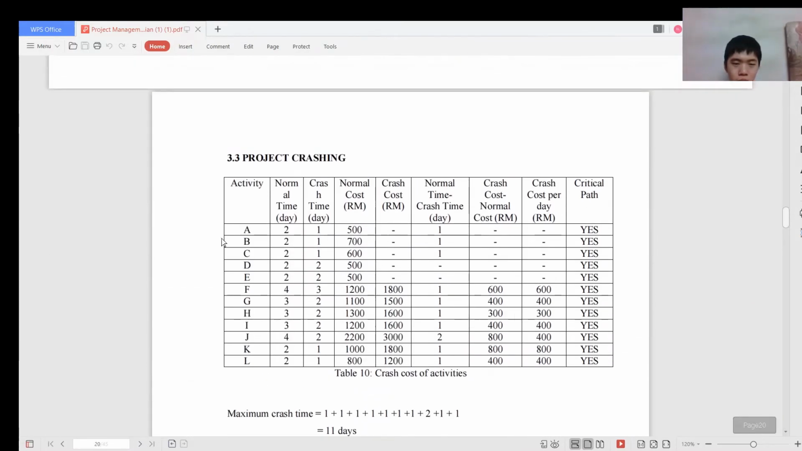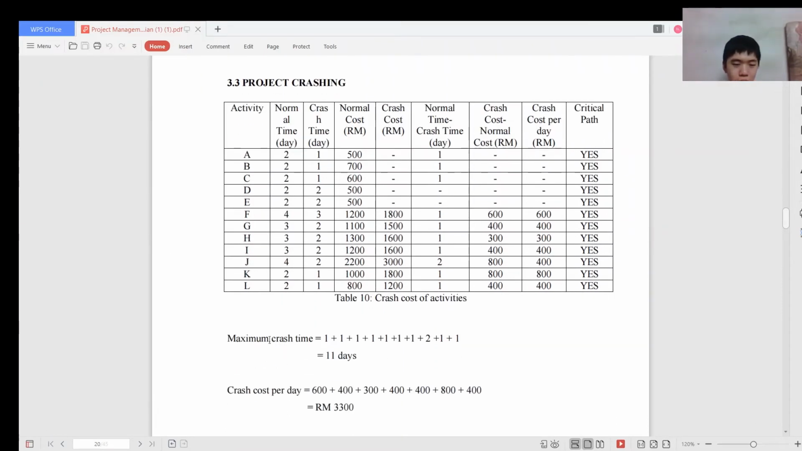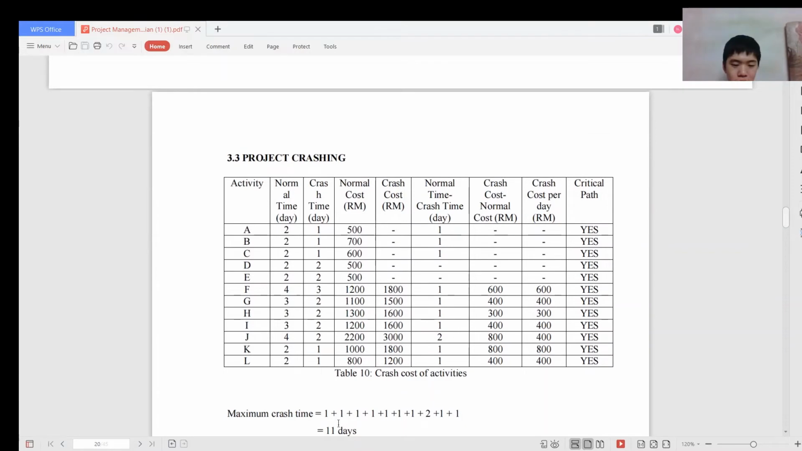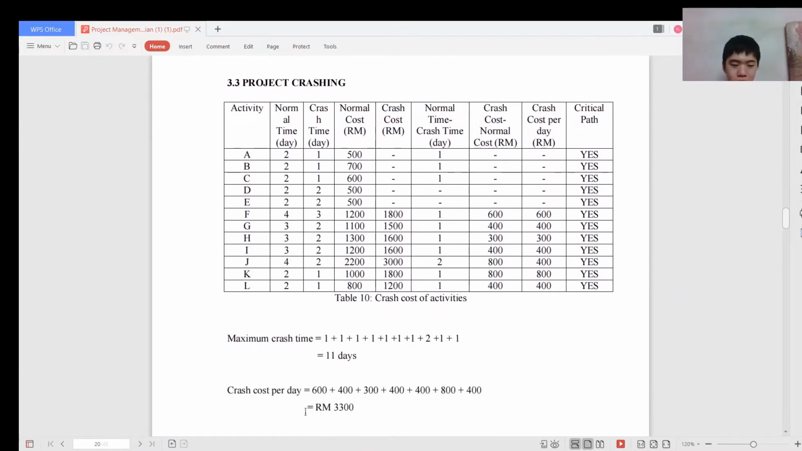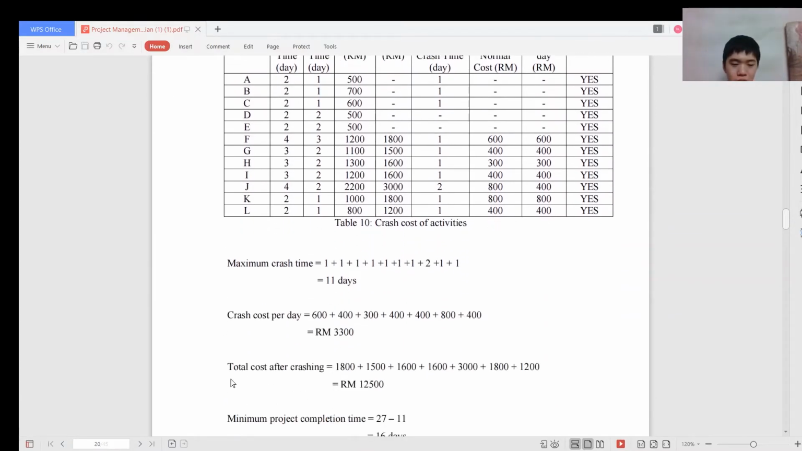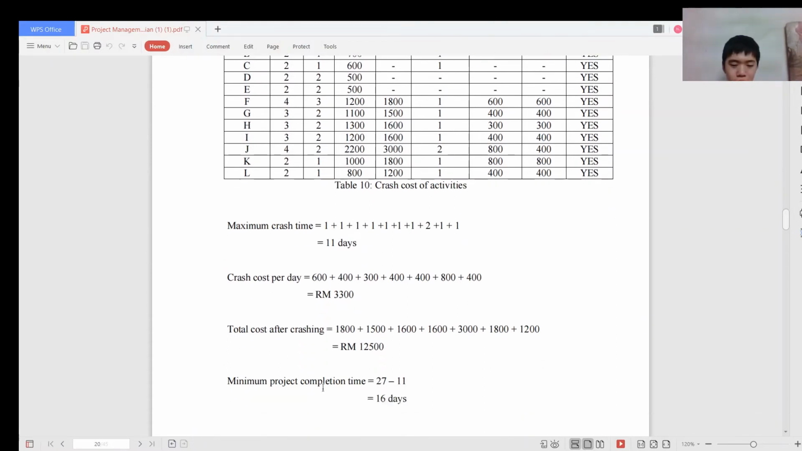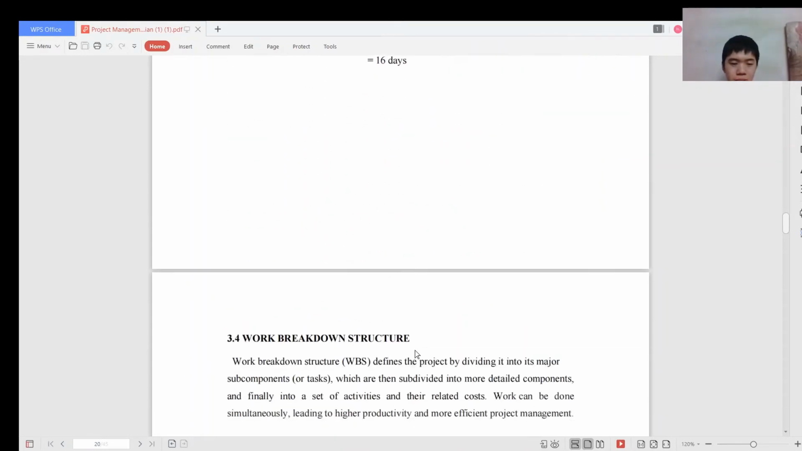After that, we do project crashing to minimize completion time. All activities can be crashed, and the maximum crash time is 11 days. The crash cost per day is 3,300 ringgit. Total cost after crashing is 12,500 ringgit, and the minimum project completion time is 16 days.